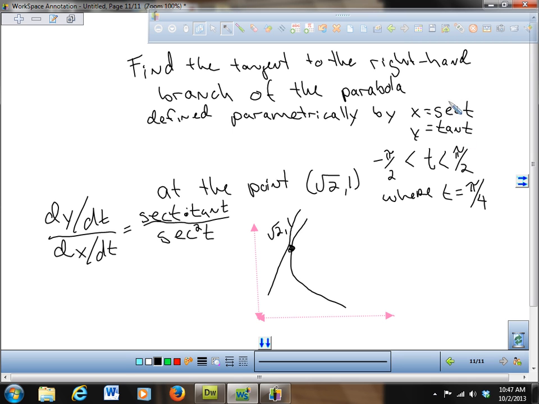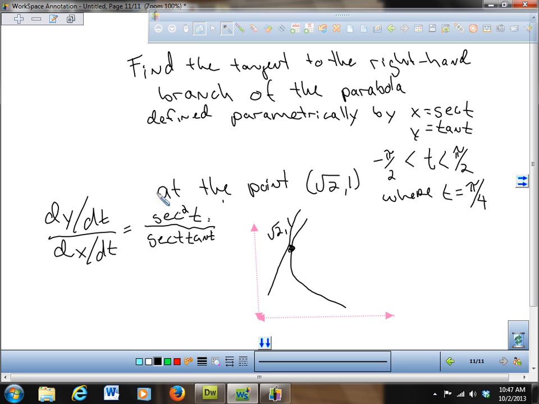So I might not give you that point. I might say at the point where t equals pi over 4, find the equation of the tangent line. So you would have to take pi over 4, plug it into here, take pi over 4, plug it into this. What's wrong? Yes? Shouldn't that be switched? Yes, it should be. Sorry, I was looking at x instead of y. Thank you, Kayla, for paying attention. dy dt is secant squared t. dx dt is secant t tangent t.